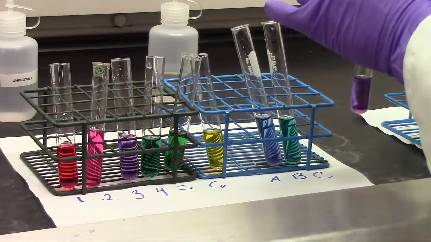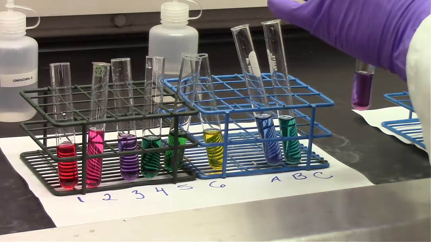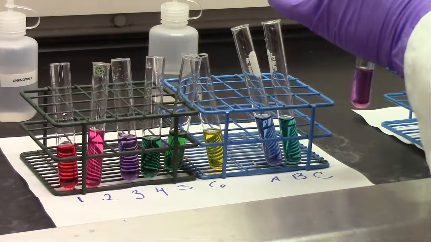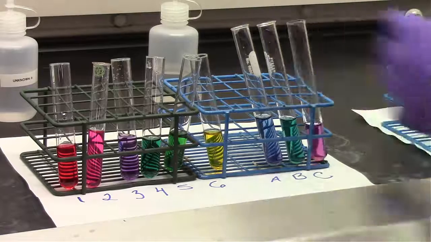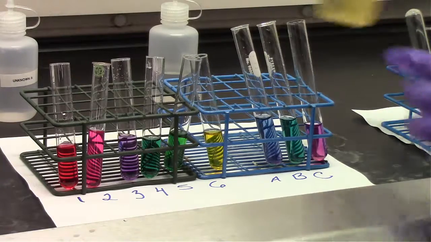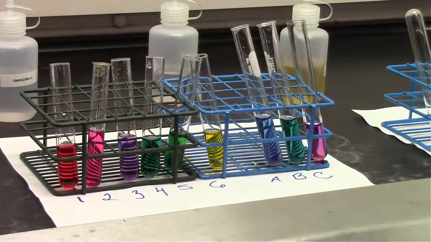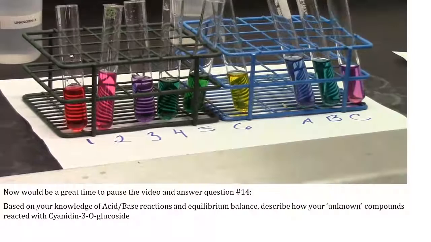And unknown C looks like it's also in the middle of one or two of those test tubes. As you're watching these videos, it's always helpful to have your worksheet out. So right now we're to the point where you can estimate the approximate pH values of the unknown compounds when dissolved in solution.